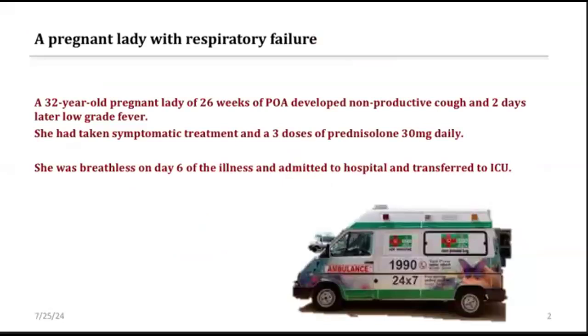this is a 32-year-old pregnant lady. At 26 weeks of pregnancy, she developed a non-productive cough. Two days later, she developed low-grade fever. For this cough and low-grade fever, she took symptomatic treatment, and also 3 doses of prednisolone 20 to 30 milligrams daily. Until day 6 of the illness, she had a mild distressing cough and occasional isolated fever. On day 6 she developed breathlessness and was therefore admitted to hospital.